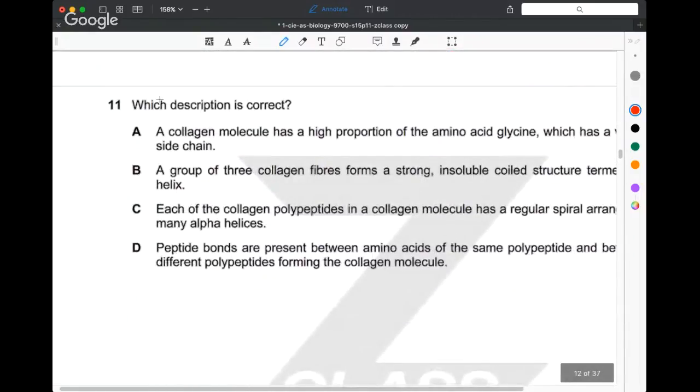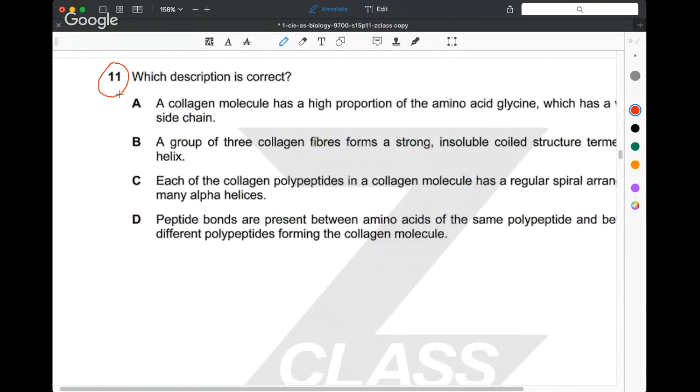Okay, 11. Next one that the examiner identified that students had a lot of difficulties. And again, we should just work through understanding the structure of collagen. All right. So in collagen, the first level of structure you need to understand is that you have a polypeptide chain. So that means a series of amino acids all joined together through peptide bonds.